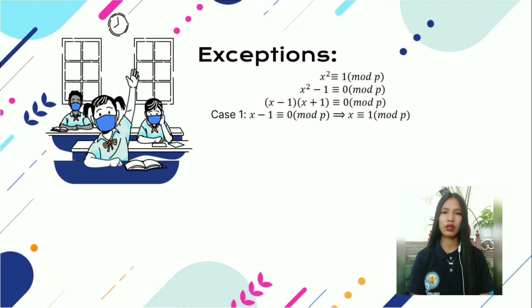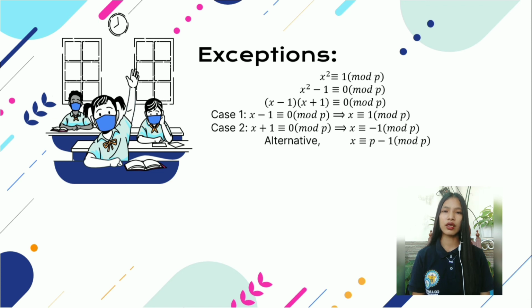So if x minus 1 is congruent to 0 mod p, that means x is congruent to 1 mod p. So 1 is its own inverse. Next, x plus 1 is congruent to 0 mod p. If we solve this, we get x is congruent to negative 1 mod p. Or to write it alternatively, you can write this as x is congruent to p minus 1 mod p. So 1 and p minus 1 are their own inverse, but every other number mod p can be paired with its inverse and it'll be a different number.